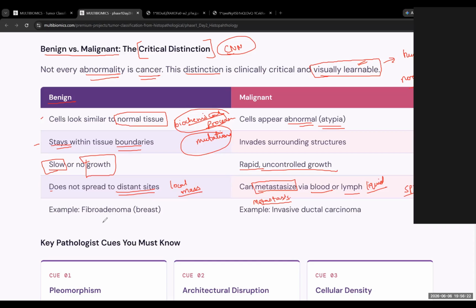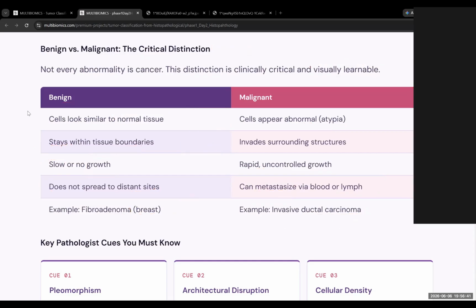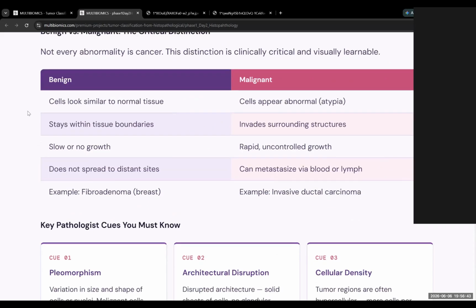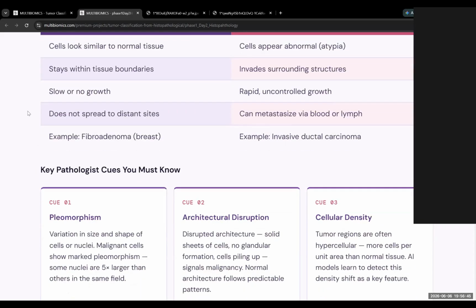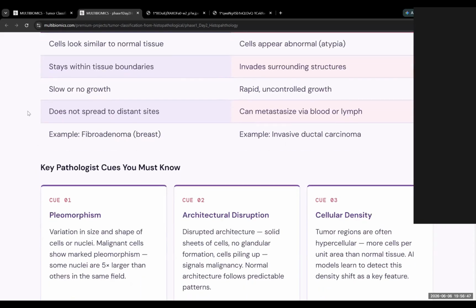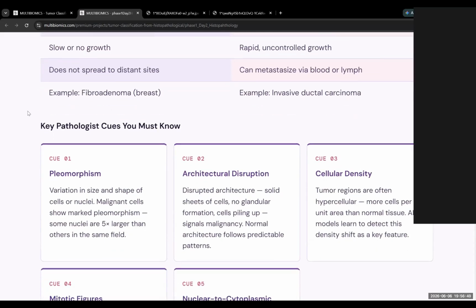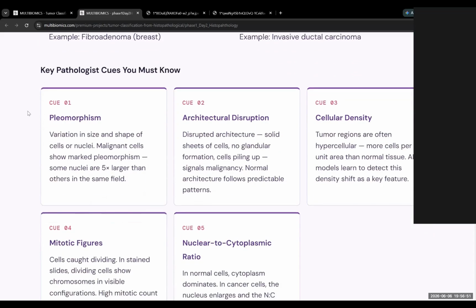Some examples are given. Fibroadenoma is a benign lump in the breast which can be removed and you're good to go. But if you have a ductal carcinoma, carcinoma, you see, it is cancer, malignant. So if you learn and give time, there will be a point where by looking at the name you can try to understand whether it is a benign or a malignant tissue.